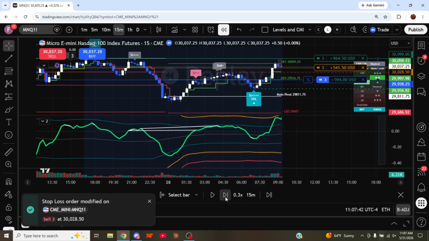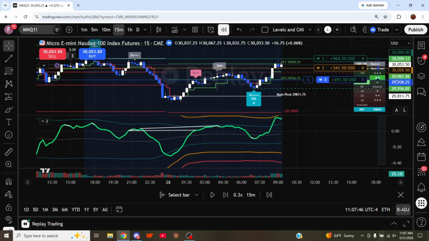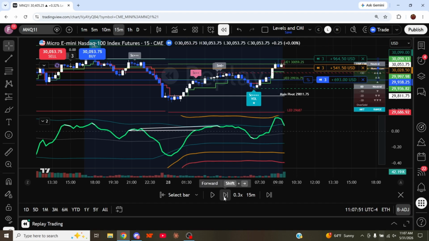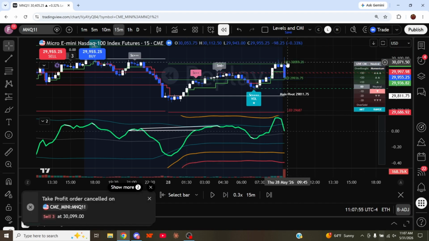Oh, edged. Edged on both. God damn. Look at that. Right in between both. Alright, what are we going to hit? I don't even know which one I hit. I hit both. God damn.